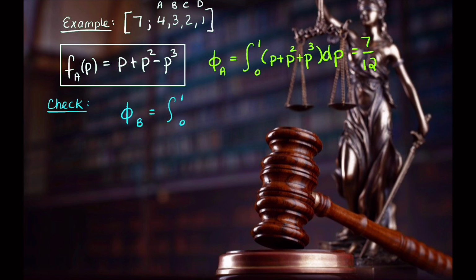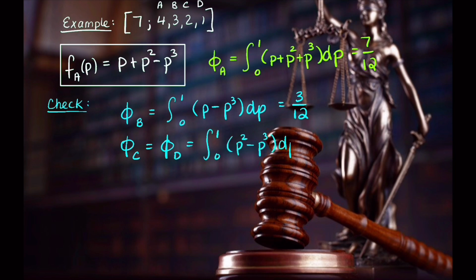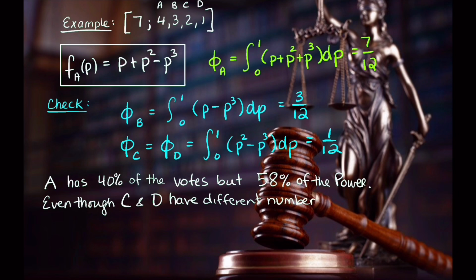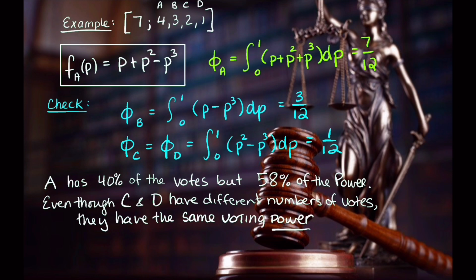And you can check to see that the power polynomial for B is going to give you 3/12. And for C and D, which are equivalent, we get a value of 1/12. So what we see here is that although A has 40% of all the votes, A commands 58% of the power. Even though C and D have different numbers of votes, we see that they actually command the same amount of voting power.